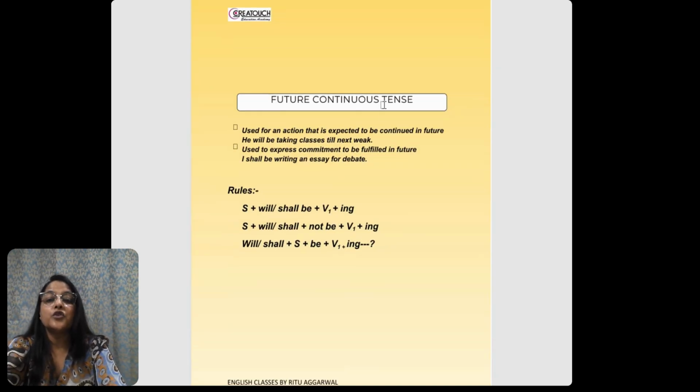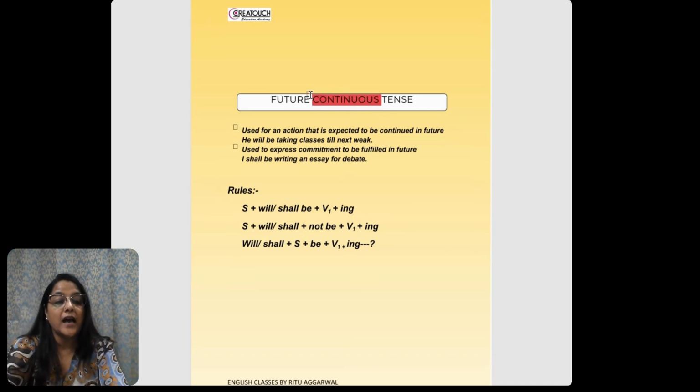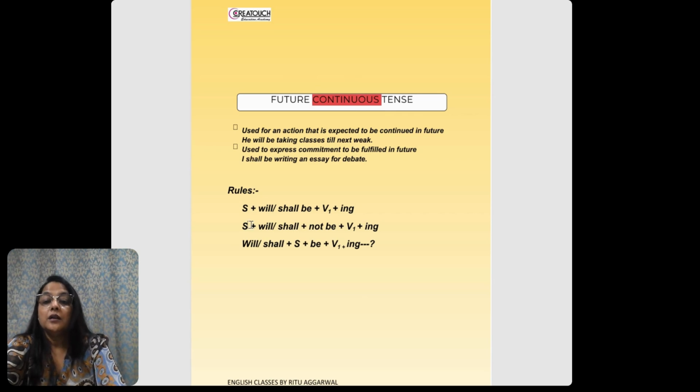Now, see again, future continuous tense. Again, a word is coming, continuous, which is ing. Now, subject plus verb plus object, subject plus will/shall be plus verb first form plus ing. So this is how you need to learn actually. SVO, subject plus will/shall be plus verb first form plus ing. Now, what is future continuous tense? An action which will take place in future, right? And it is expected to happen. Maybe it will take place and maybe it will not, because future, no one can predict future, right?